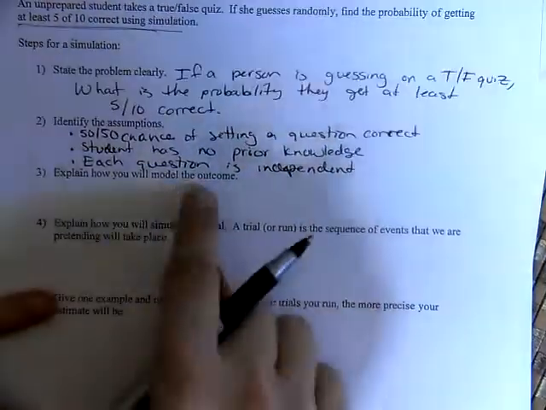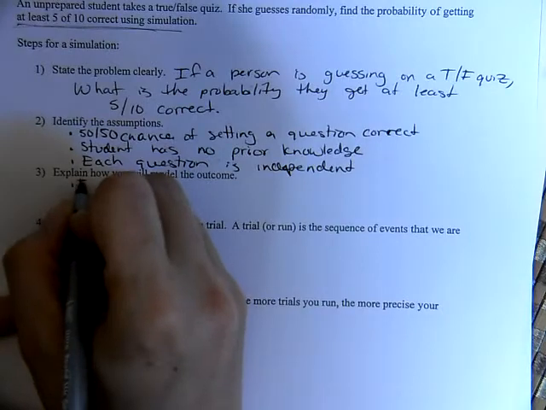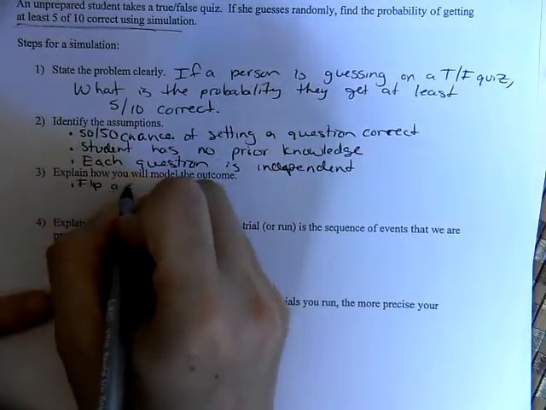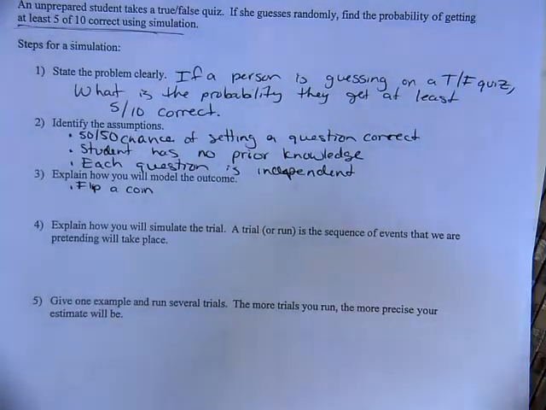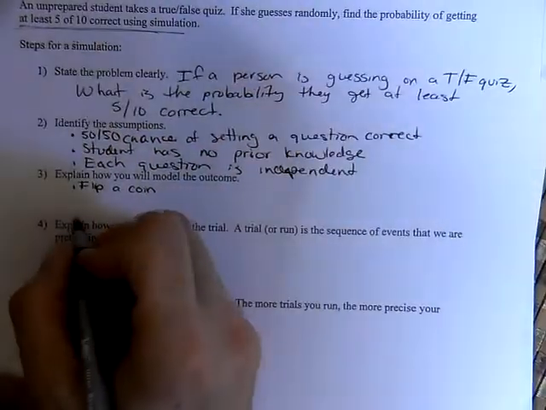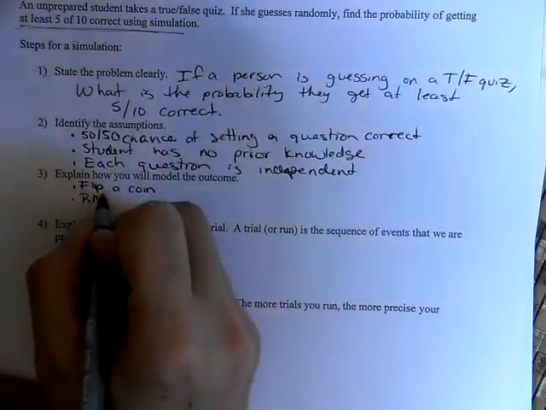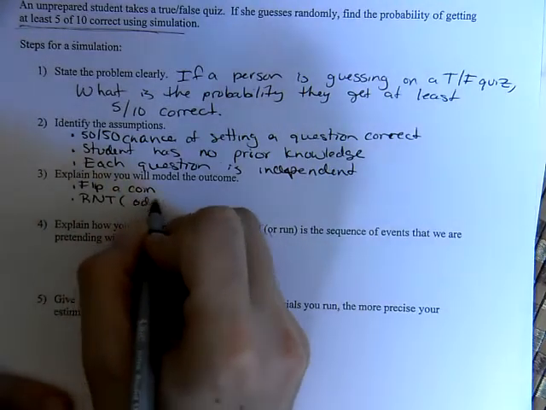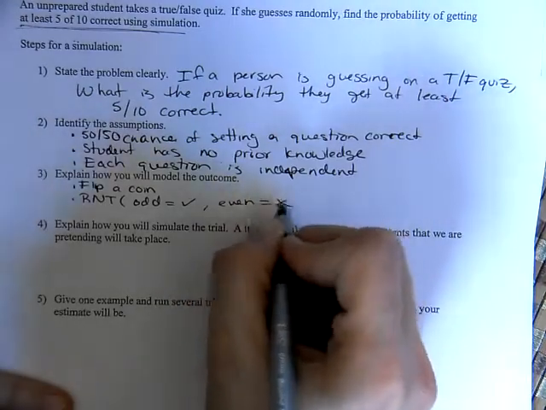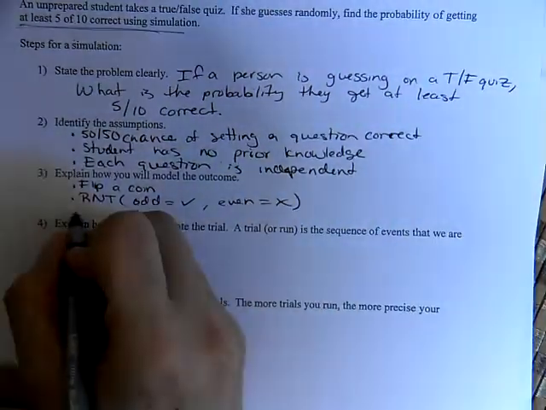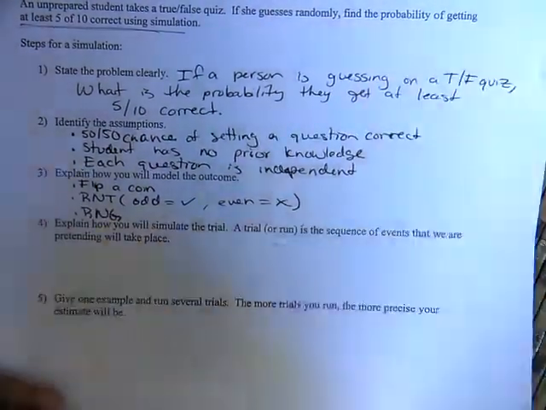So we can model the outcome. You can either flip a coin. So I could flip a coin 10 times. And then if it's heads, they got it right. If it's tails, they get it wrong. I could use a random number table. An odd number would mean they got it right. An even number would mean they got it wrong. But what I'm going to do today is a random number generator.